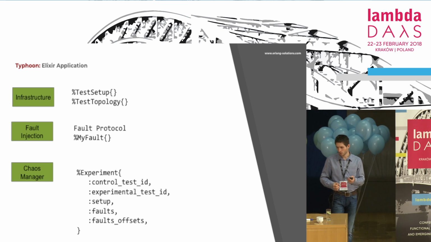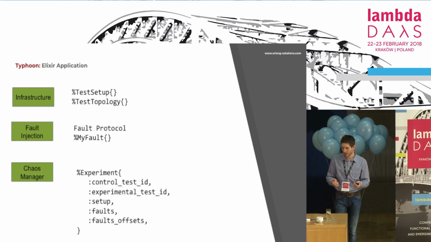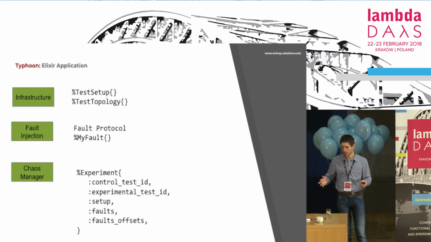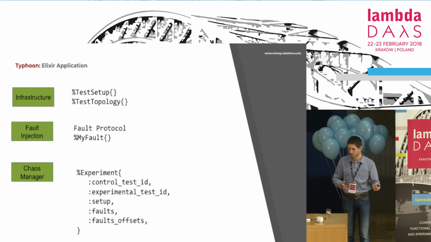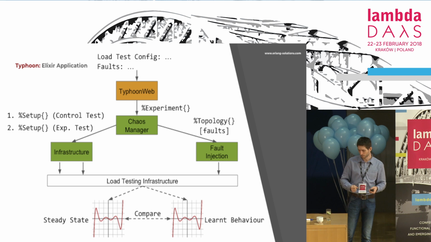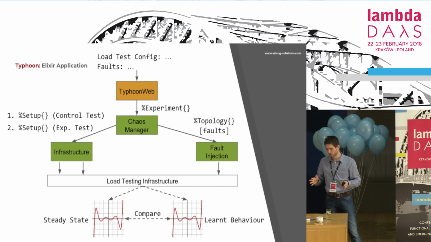And we would start an experiment by providing some configuration through a web form, and then we would build an experiment and run, and based on that build the setup, run the control load test, and that's how we learn the steady state. And then we would run another load test, which is the experimental one, inject faults as it is running, and finally learn behavior and compare the two.